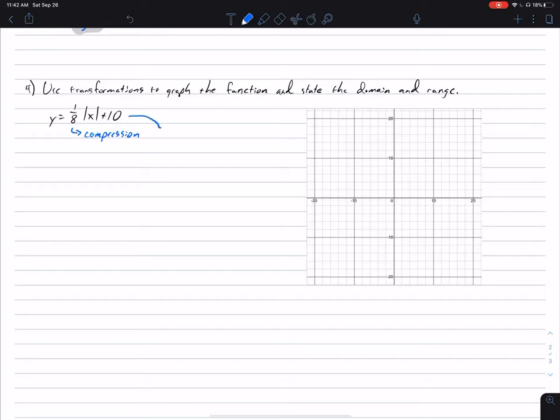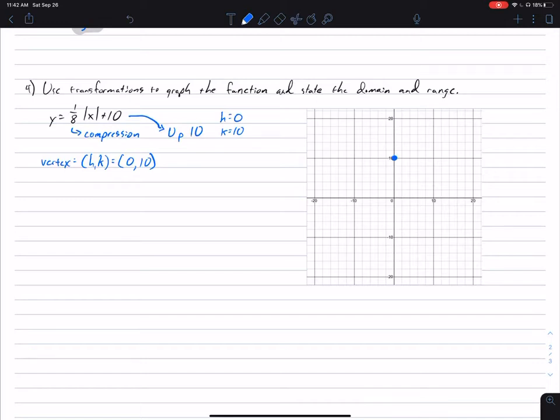And then this plus 10 tells me that the graph is going to shift up 10 places. There is not an h value in there, so there's going to be no horizontal shift left to right. So my vertex is going to be at 0, 10. Remember your vertex is h, k. In this problem, h is equal to 0 and k is equal to 10. So my vertex would be 0, 10. My axis of symmetry is going to be there.